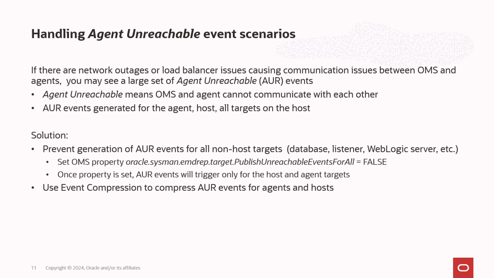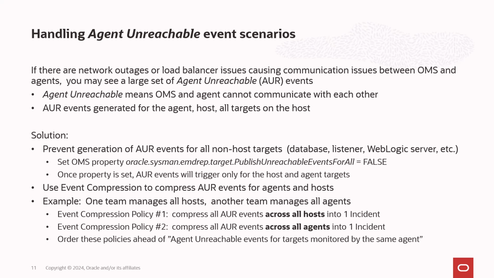There are different ways you can set this up based on how you manage these incidents. For example, if one team manages all of the hosts and another team manages all of the agents, then create one event compression policy to compress all agent unreachable events, which are target availability events, across all hosts into one incident, and create another event compression policy to compress all agent unreachable events across all agents into one incident. Make sure these policies are ordered ahead of your other event compression policies so that they take effect first.